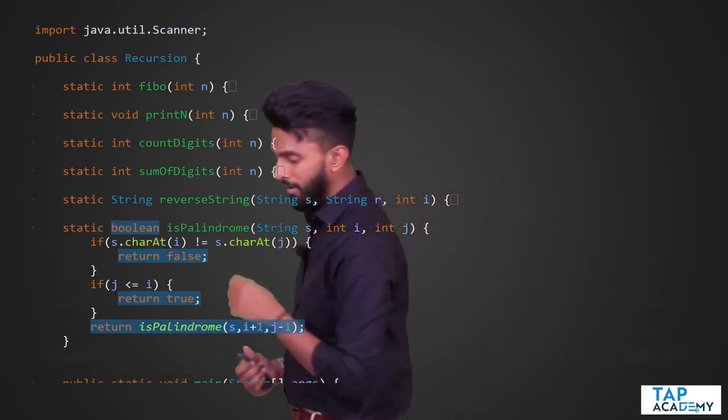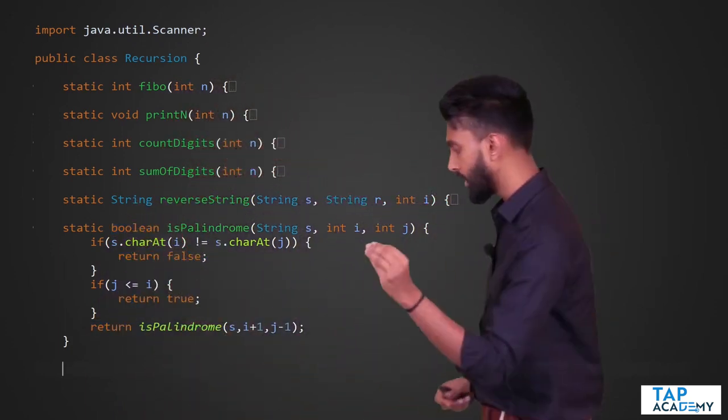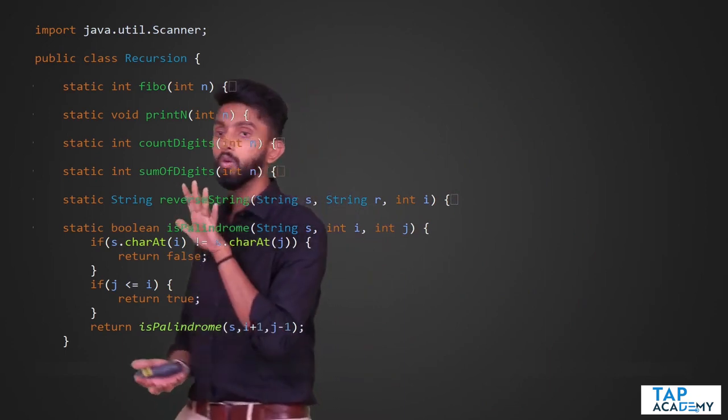Any confusion till here, my dear friends? How many of you understood this code perfectly? Please put a yes in the chat if you understood. It's very important to me you understand this recursion.